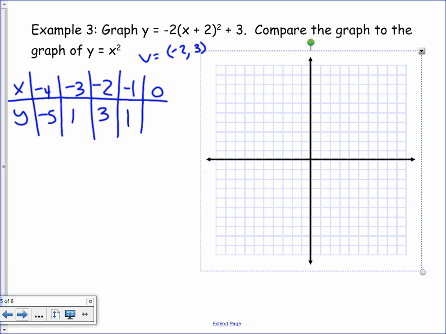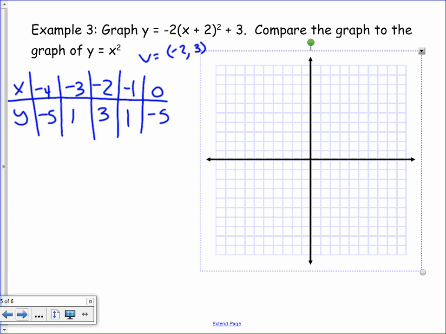Now when x is 0, we should get a 3 here. Actually, 0 plus 2 is 2, so we should get -5, is what I meant to say. 0 plus 2 is 2. 2 squared is 4. 4 times -2 is -8. And -8 plus 3 is -5 again. All right, now we can graph this.